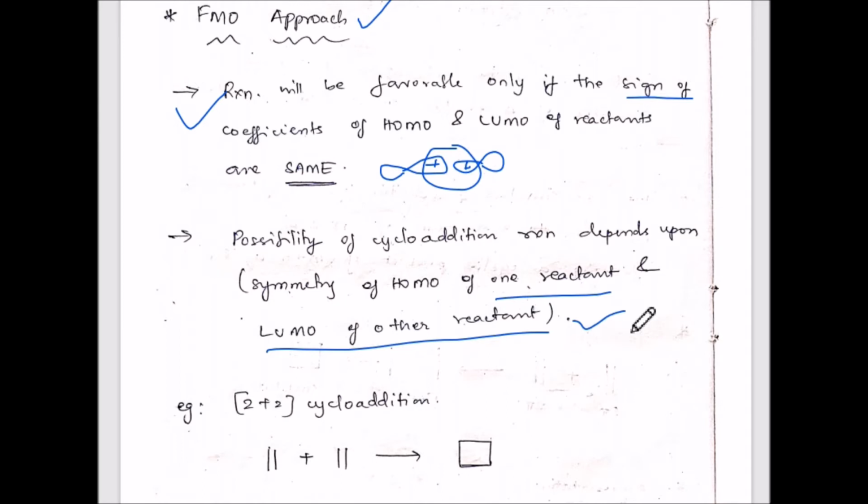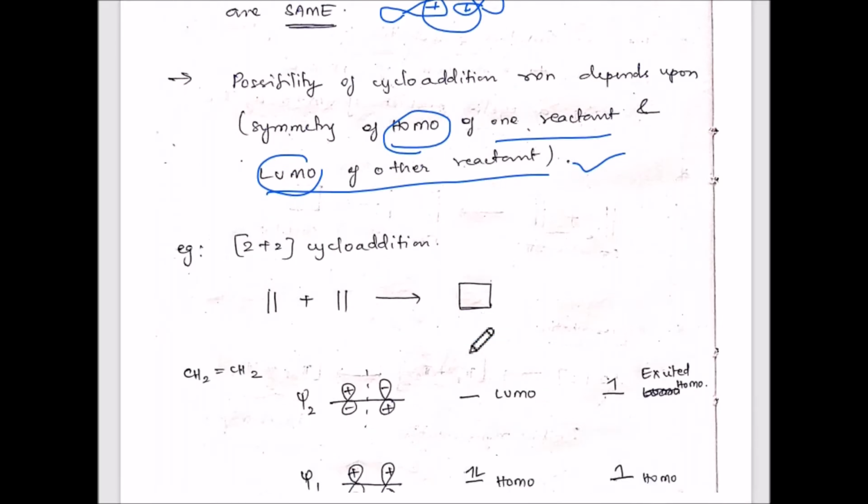Electrocyclic reaction is an intramolecular reaction, so you just take the HOMO of the reactant and you just do it, right? But in this cycloaddition, two reactants are involved. So you draw the pi molecular orbitals, and for one reactant you will choose the HOMO, and for the other reactant you will be choosing the LUMO.